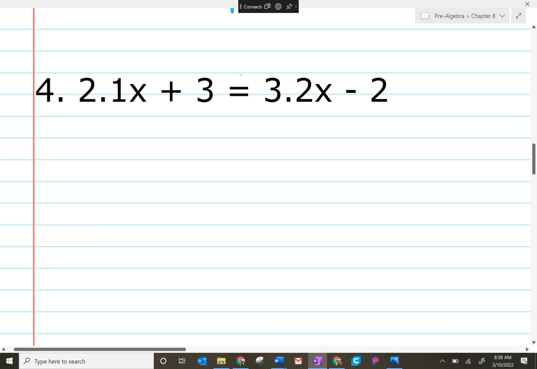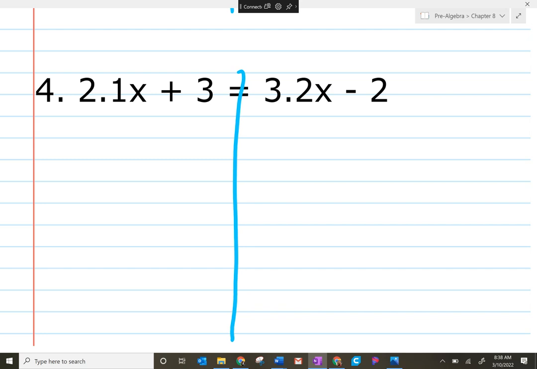All right, so I'll start off with my line that goes straight down the middle. Any thoughts? It's back open to everybody. Gabriel, what are you thinking? Minus 2.1x on both sides. Okay, so I'm going to subtract 2.1x from both sides.